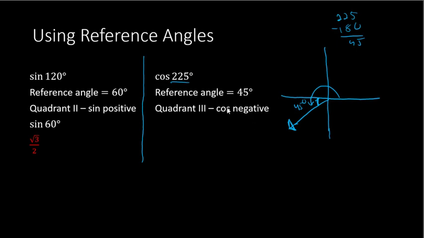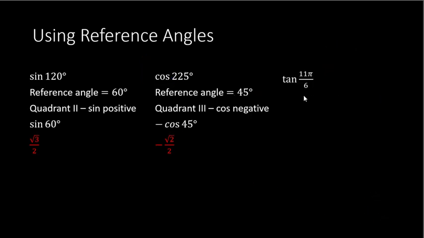So what we do is, instead of finding cosine of 225, we find the cosine of 45 degrees and then make it negative. The cosine of 45 degrees is the square root of 2 over 2. Make it negative. So now the cosine is negative square root of 2 over 2.